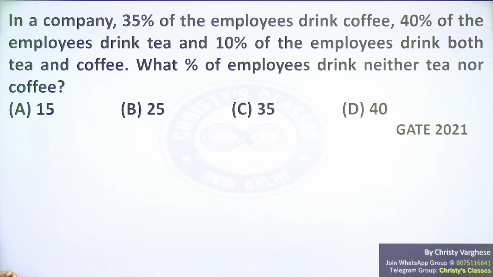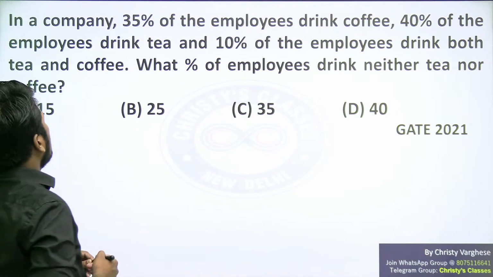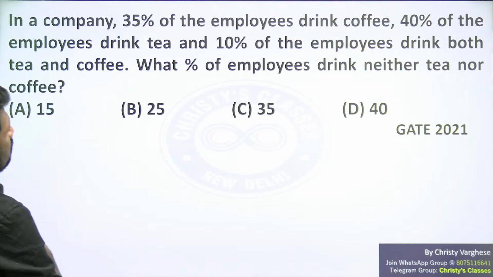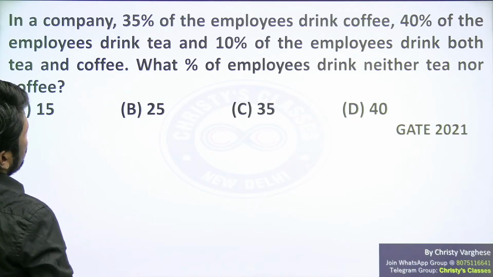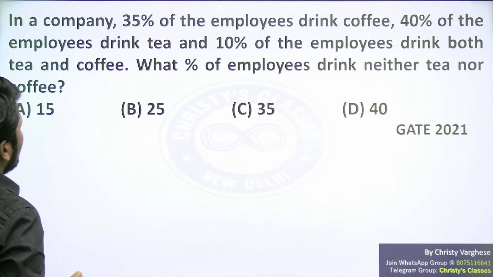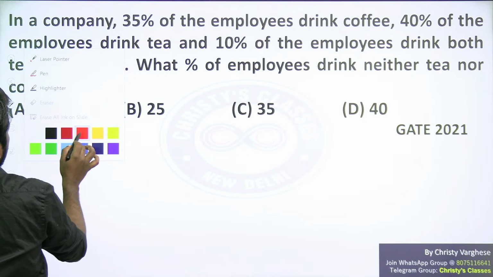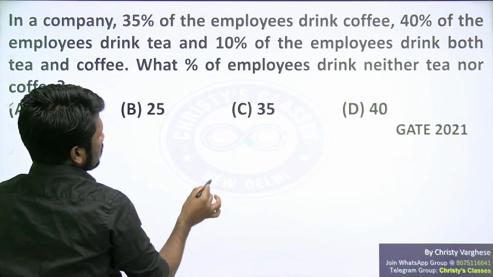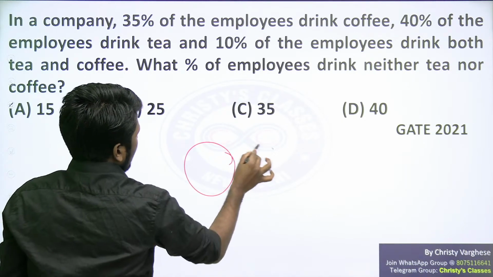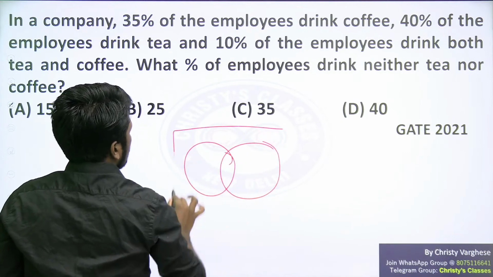In a company, 35% of the employees drink coffee, 40% of the employees drink tea, and 10% of the employees drink both tea and coffee. What percent of the employees drink neither tea nor coffee? So first, anyway, let us represent this data as a Venn diagram itself. So the elements are coffee and tea and total people.